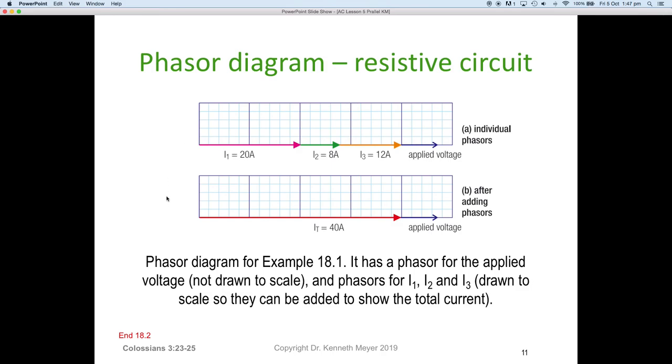So that brings us to the end of section 2, and that was resistors in parallel, and just remembering that with resistors everything stays in phase, so we can do nice algebraic additions just like we could with DC.